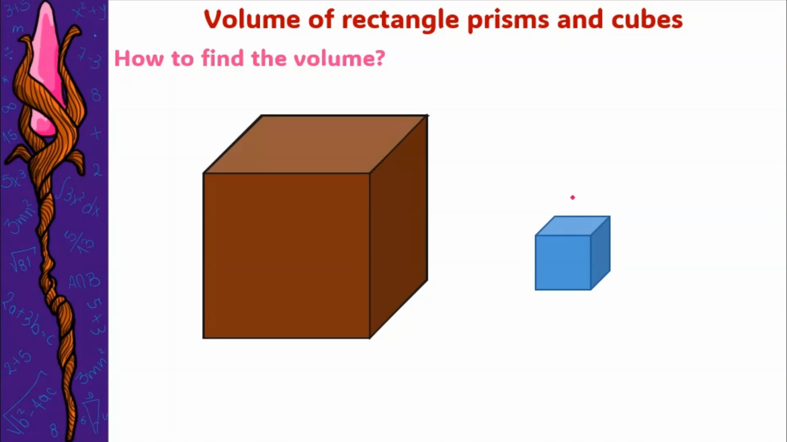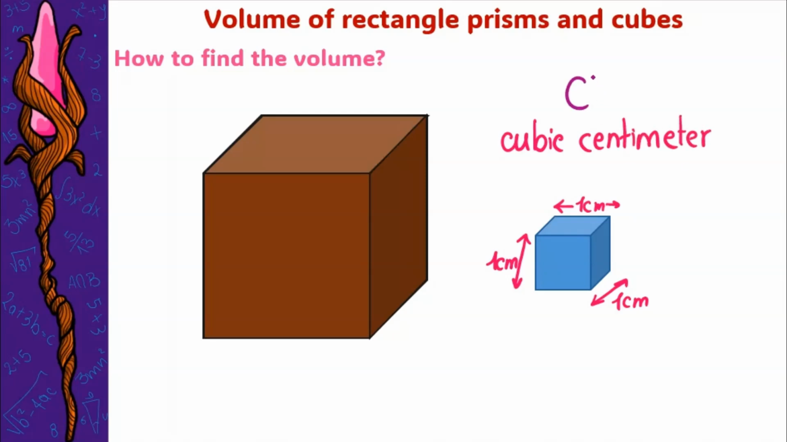Well, we need a standard first, a way to measure it. So what we take is, for example, a cube of 1 centimeter on each side. It has the same dimension on each side. This is what we call a cubic centimeter, and we represent it with a little 3 at the top. This is an exponent, or power, which represents that it's a three-dimensional shape.